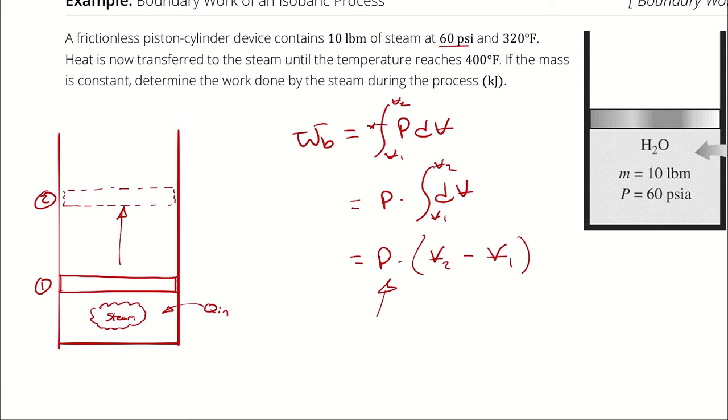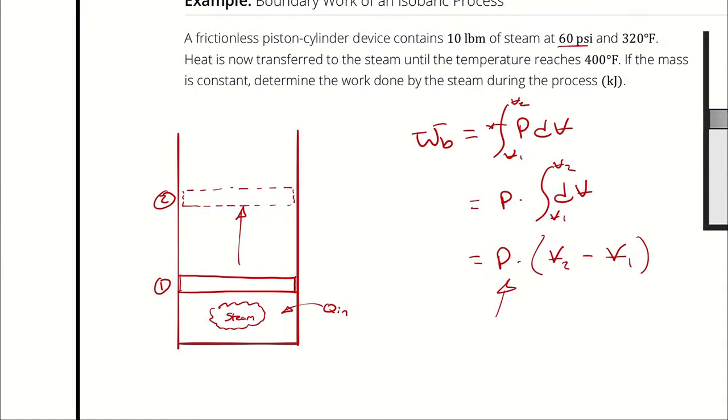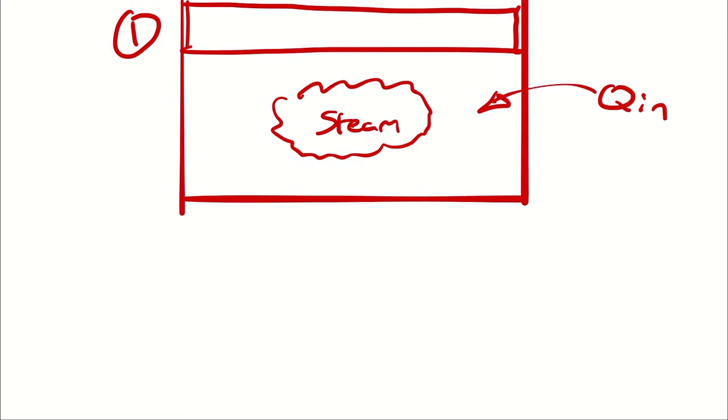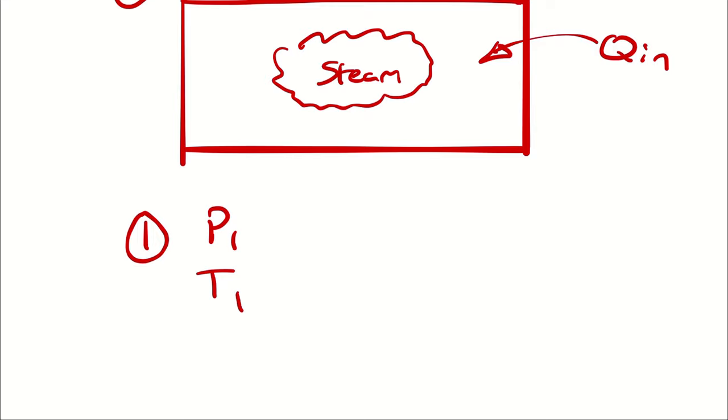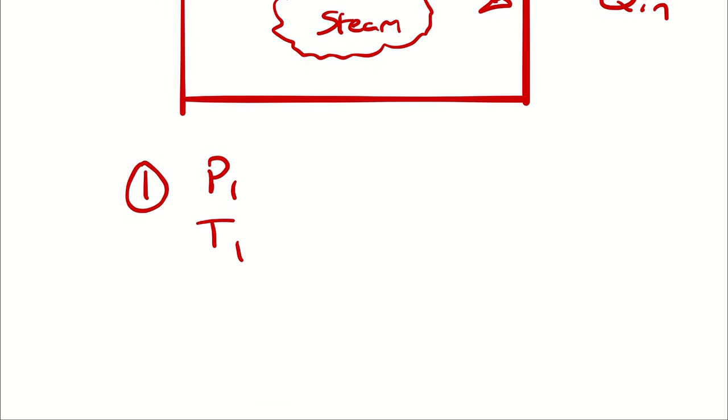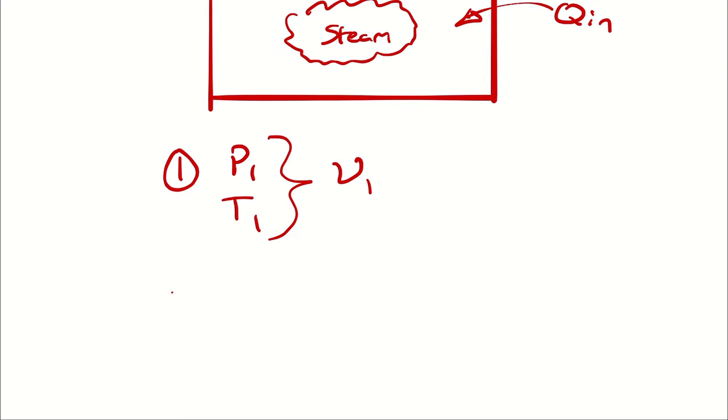I don't. But I do know two independent intensive properties. And remember that it takes two independent intensive properties to fully define a state point. At state one, I know the pressure and the temperature. Those two independent intensive properties allow me to come up with any other intensive property that I need, including but not limited to specific volume. Because remember, total volume is not intensive.